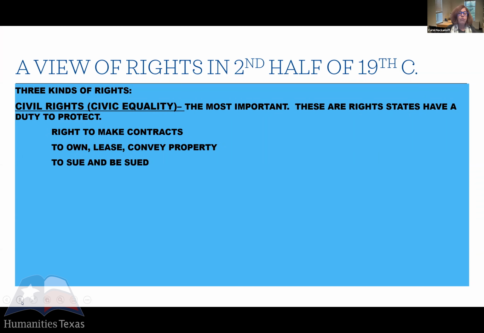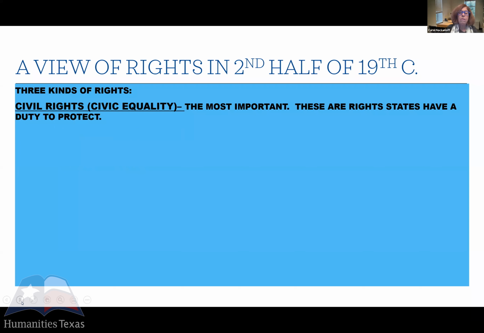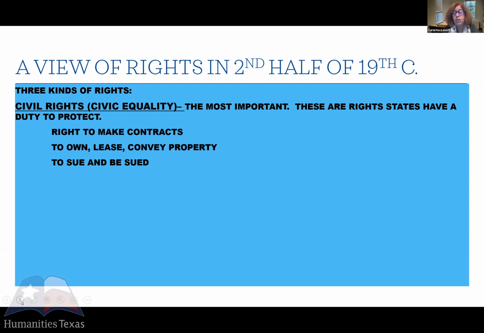So there are three kinds of rights in the latter half of the 19th century. The pervasive understanding was that we could divide rights, and here you can think of the Jack Balkin handout I gave you. Civil rights, which is a right to civic equality, are the ones that are considered the most important, the ones that states have a duty to protect, and they include the right to make contracts. The Freedmen's Bureau made sure that newly freed slaves could make contracts and that they were fair. Also to own, lease, and convey property, to sue and be sued. These are central civil rights.